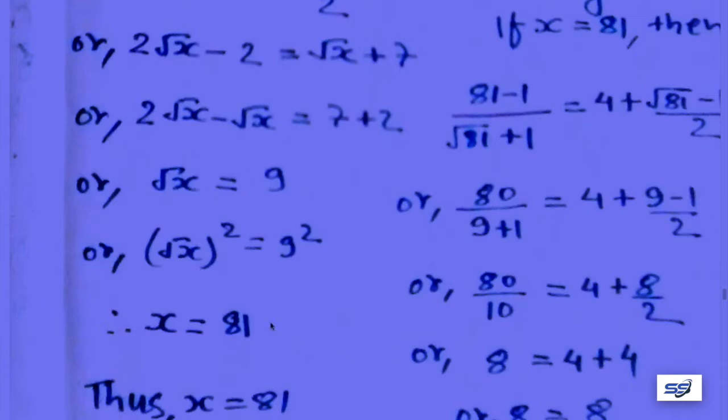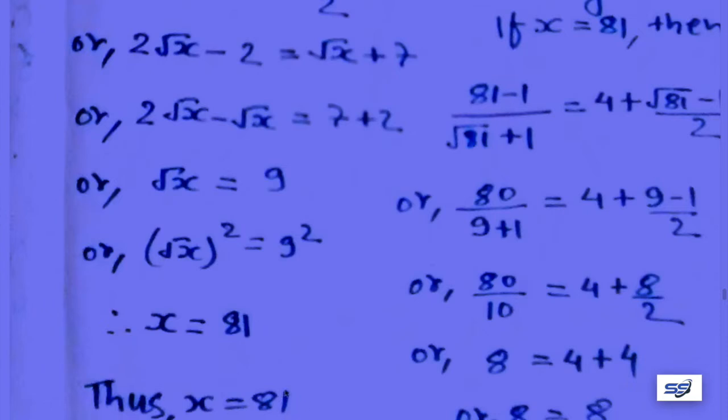On squaring, our root x shall be squared. On squaring both sides, we can easily get the value of x. Squaring both sides, it becomes (root x) whole power 2 equal 9 square, or we can say (root x) square equal 9 square. Therefore x equal 81. Here the root and the square cancel each other, so comes here x equal 81. Thus x equal to 81.